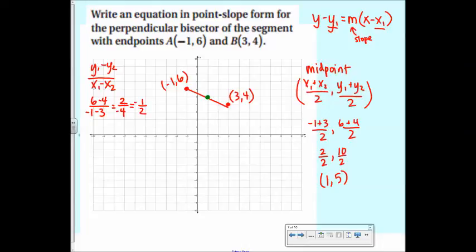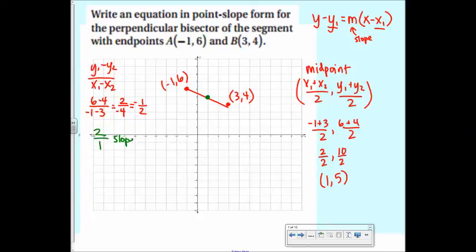So if the slope of the red line is negative 1/2, and I need the perpendicular bisector of that, then I need the slope of the line that is perpendicular to my red segment right here. So since the slope of that is negative 1/2, how can I find the slope of a line that's perpendicular to that? Hopefully you guys are remembering that slopes of perpendicular lines are opposite reciprocals of the slopes that we already have. So if the slope is negative 1/2, that means the slope of the perpendicular line would be positive 2 over 1.